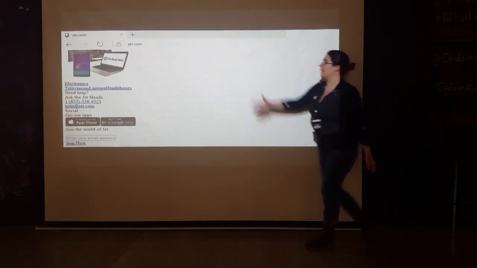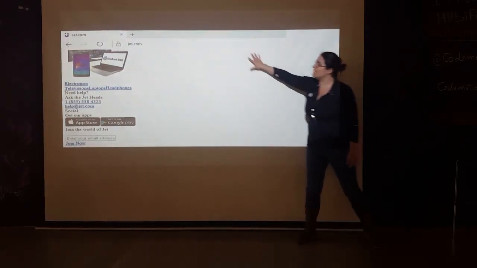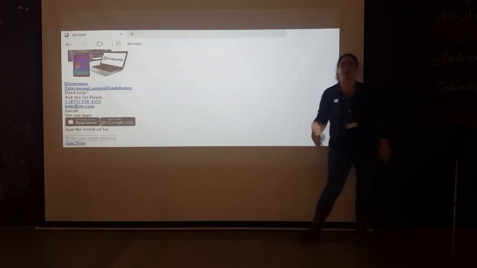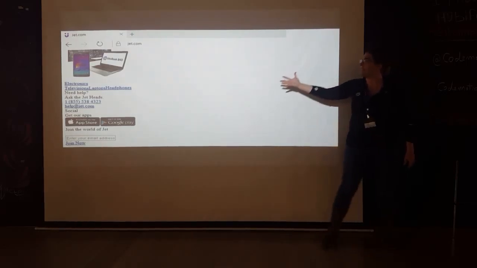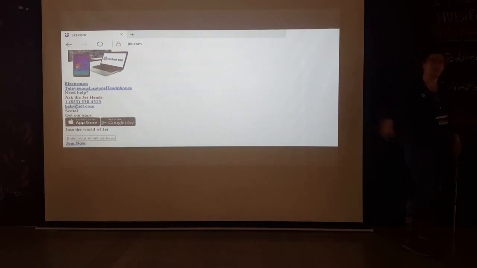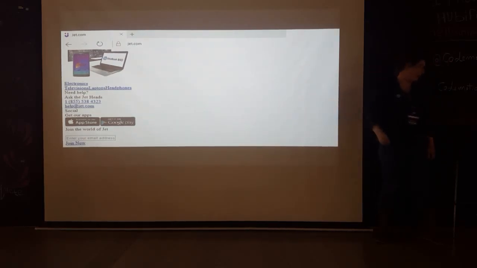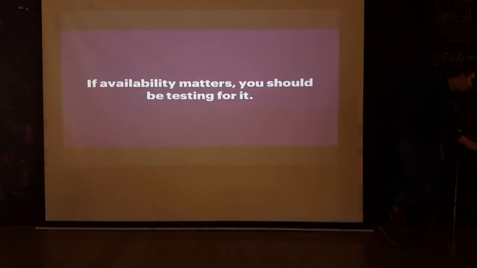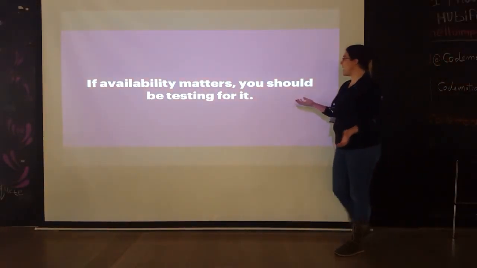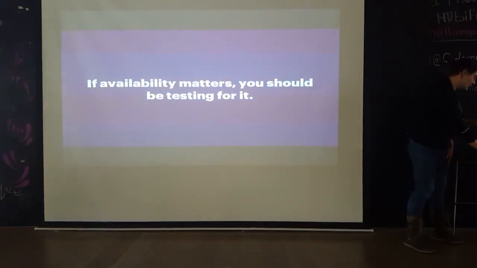And in addition, back to the beginning, this hasn't happened as far as I know on Jet, but finding something like this, and not being able to load the CSS, if that fails, that's easily something that we could track down and find with the chaos testing. So basically, if availability matters, you should be testing for it. It is something that is important.